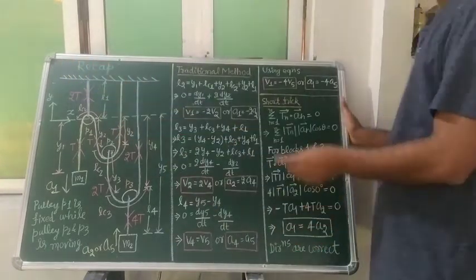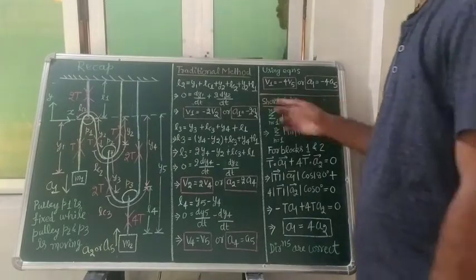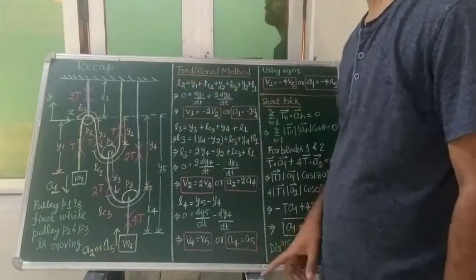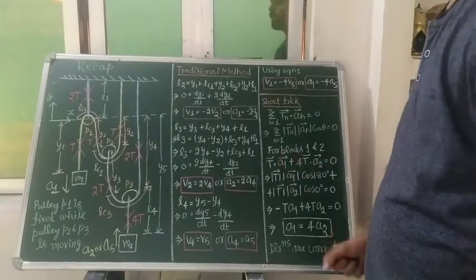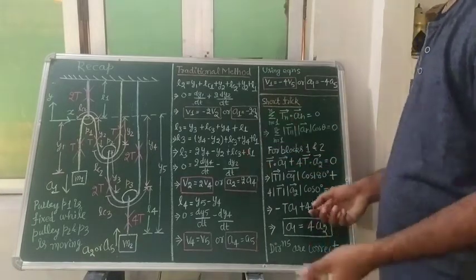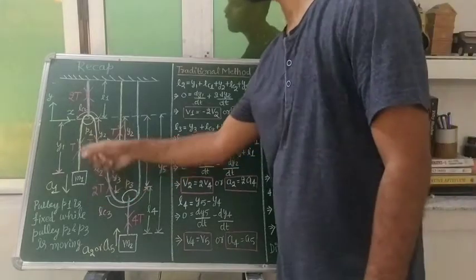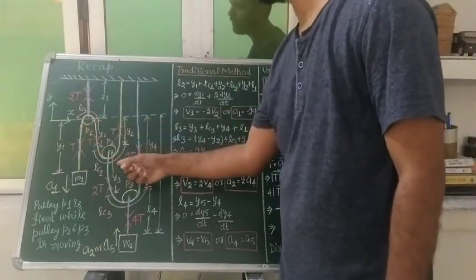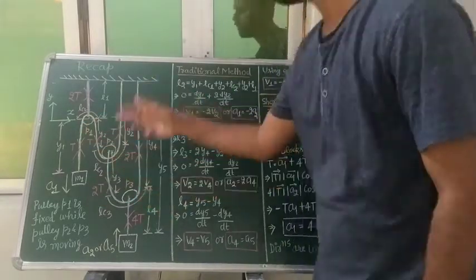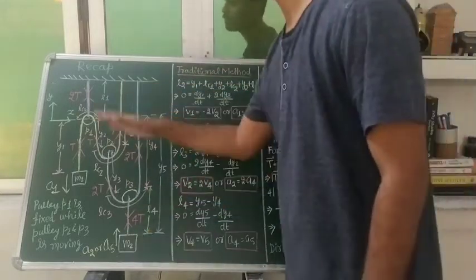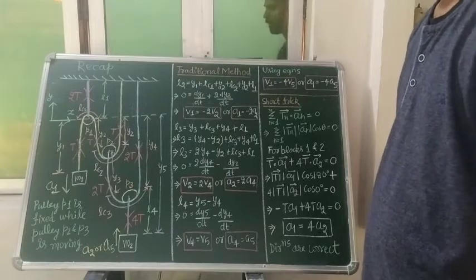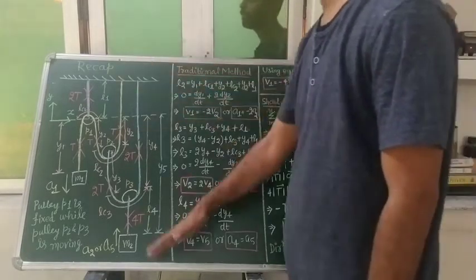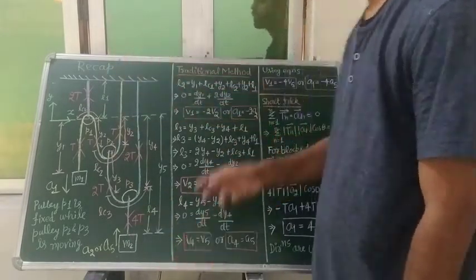So students, I was telling you this problem in the previous video, and here we will look at this problem where our pulley P1 is fixed, but pulleys P2 and P3 will move when the motion takes place in the system. So here the pulleys will be in a moving situation.